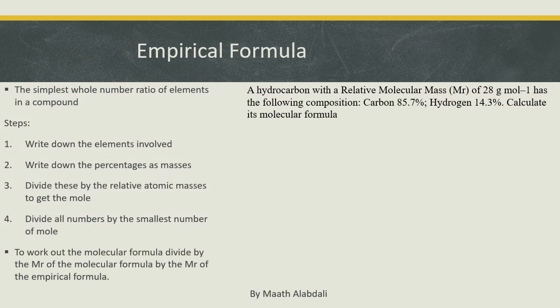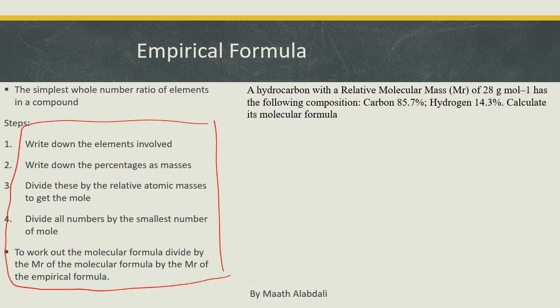Okay, so this is the empirical formula, which is the simplest whole number ratio of elements in a compound. Again, this is another calculation question, and we have to follow these steps. Write down the elements involved, write down the percentages as masses, divide these by their relative atomic mass to get moles, then divide all the numbers by the smallest number of moles. That is to work out the empirical formula. If you want to work out the molecular formula, we divide the Mr of the molecular formula by the Mr of the empirical formula.